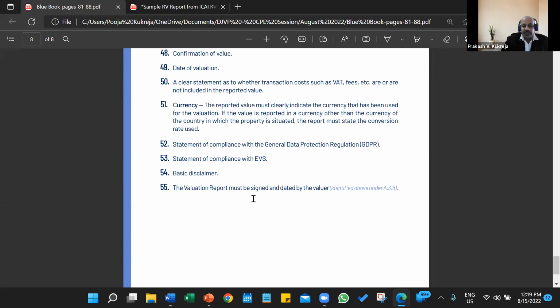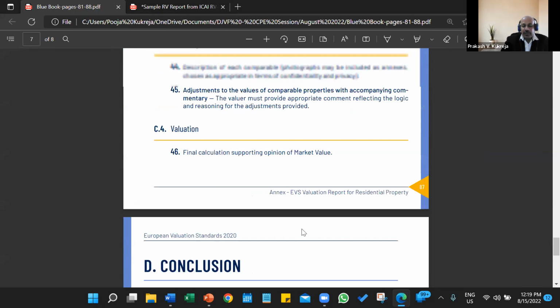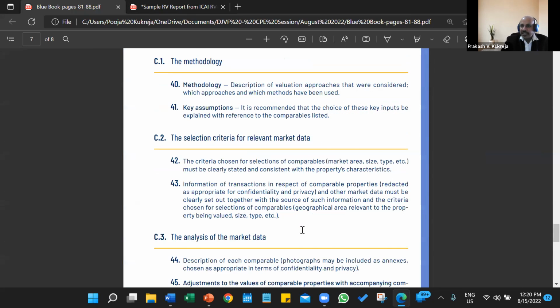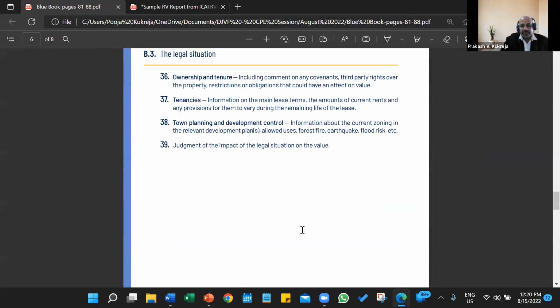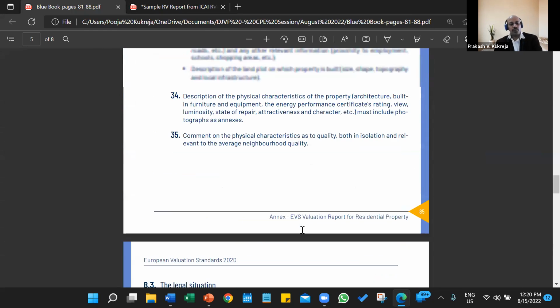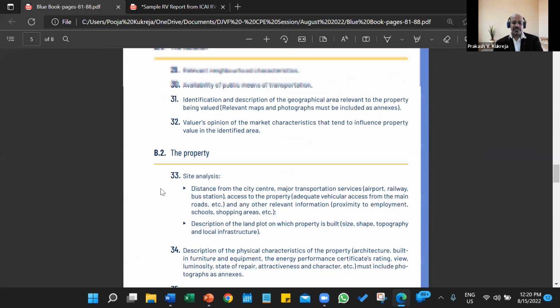In our case, it will be specific RVO valuation standards or the international valuation. And then you have your basic disclaimer, the report must be signed. So I really found this format to be very good, and I will be sharing this when I share the presentation. So do refer to this, and maybe it might help you incorporate some of the changes in your report.